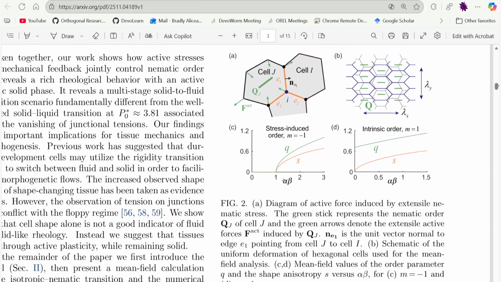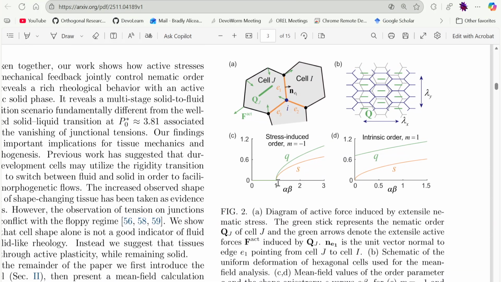And you can see that for stress-induced order, they start at 1 on the alpha beta scale and go up, S going up slower than Q. These are curvilinear functions, and that describes the stress-induced order. It's where stresses are applied to the system. And because the cells are already joined together, they push the sides of the cell in different ways, and they all have the same order.